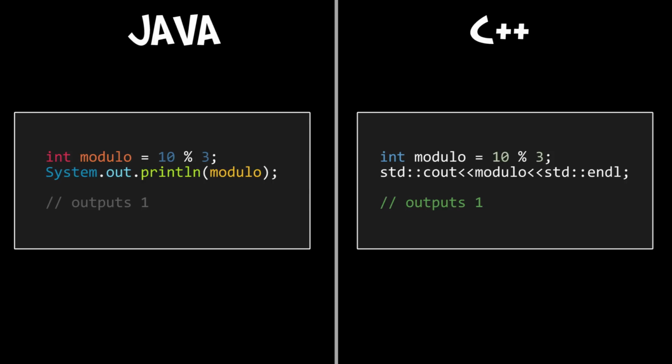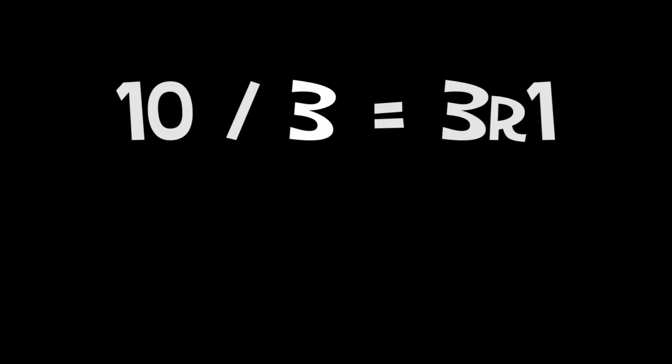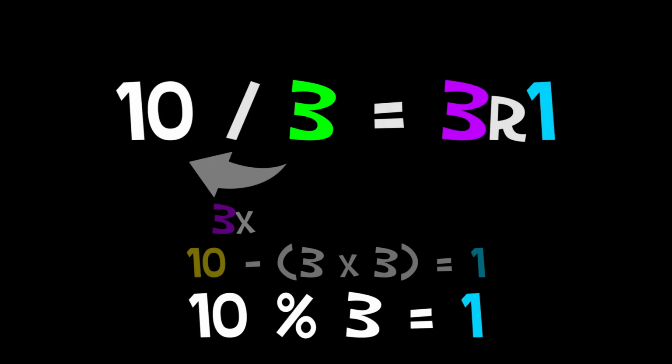This is essentially what modulo is. It gives you the remainder of a division. If you don't remember what a remainder is, it's the leftovers from a division. For example, 3 goes into 10 3 times with 1 left over, so 1 is your answer.